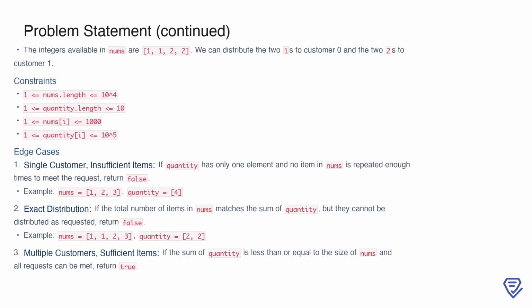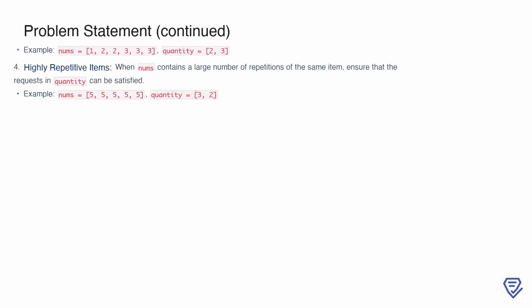Another edge case involves scenarios where the total number of items in nums matches the sum of quantity, but the distribution cannot be achieved as requested. For instance, with nums equals 1, 1, 2, 3, and quantity equals 2, 2, the output is false because the distribution is not feasible despite having the correct total. Finally, in cases where the sum of quantity is less than or equal to the size of nums, and the distribution can be done as requested, the output is true.